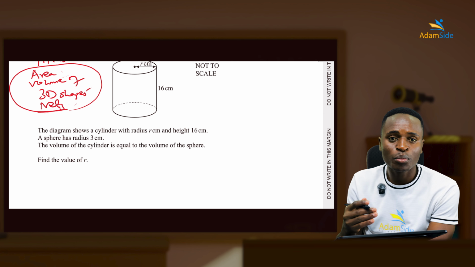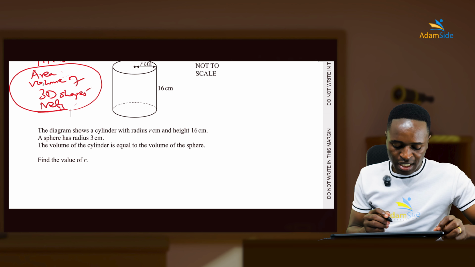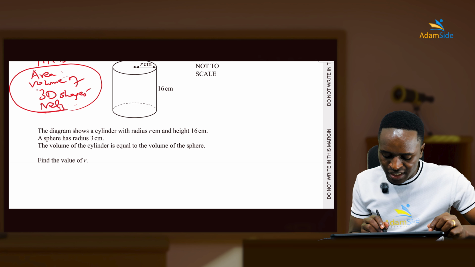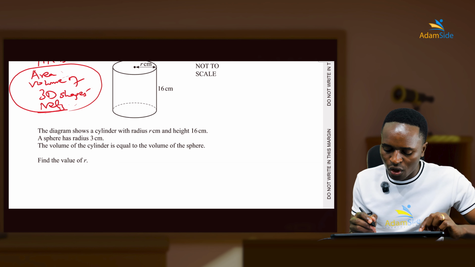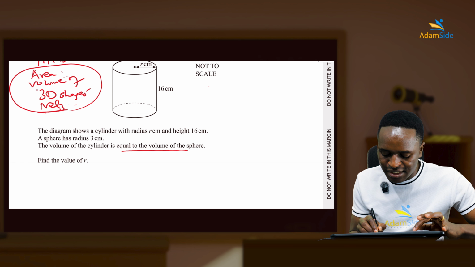You have the formula on top there. It's very simple. The formula on top there is given. The diagram shows a cylinder with radius r centimeter and height 16. A sphere has radius 3 centimeter. So the volume of the cylinder is equal to the volume of the sphere. This is the examiner's trick.